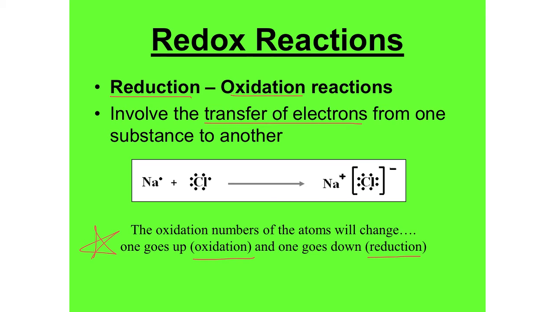So if we take a look at this reaction here, the sodium atom has one valence electron, chlorine has 7, and we know that sodium and chlorine combine together to make sodium chloride. So we see that the sodium will lose an electron, the chlorine will gain an electron, so therefore it's a transfer of electrons.